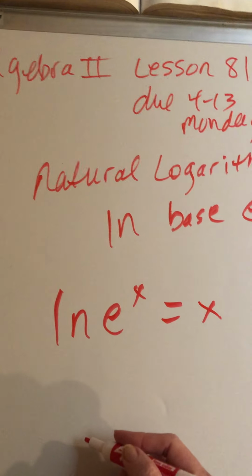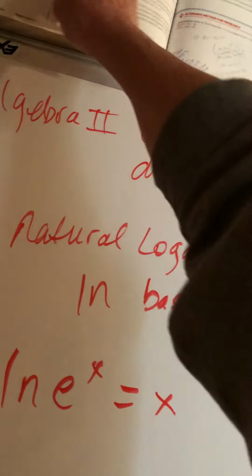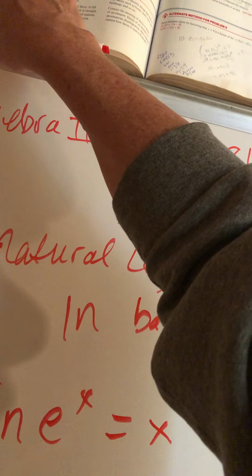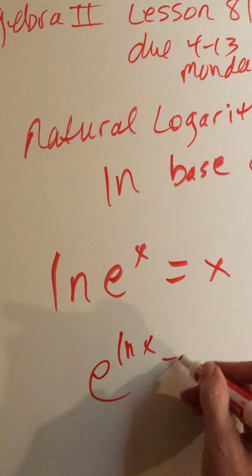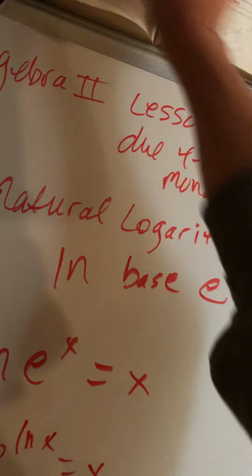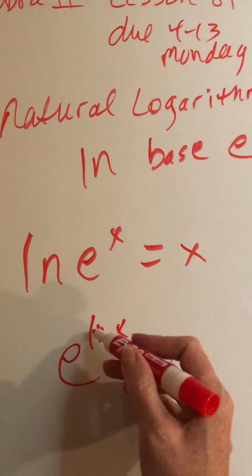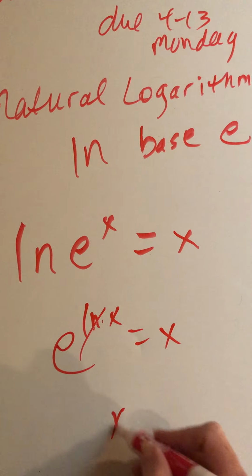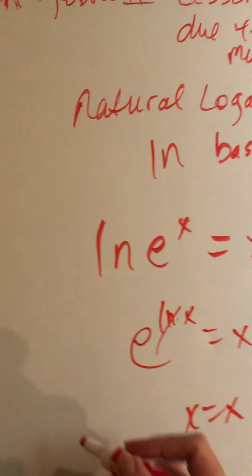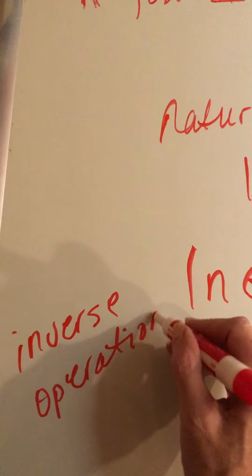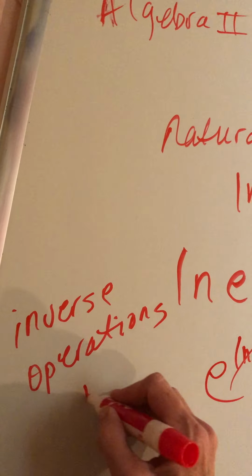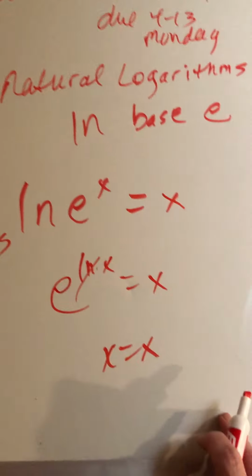They're inverse operations. You could also see something like e to the ln x equals x. Because these have the same base, they cancel out. So x equals x, and it's because they're inverse operations. That's why it happens. So that's going to help you out on number 7 in the homework.